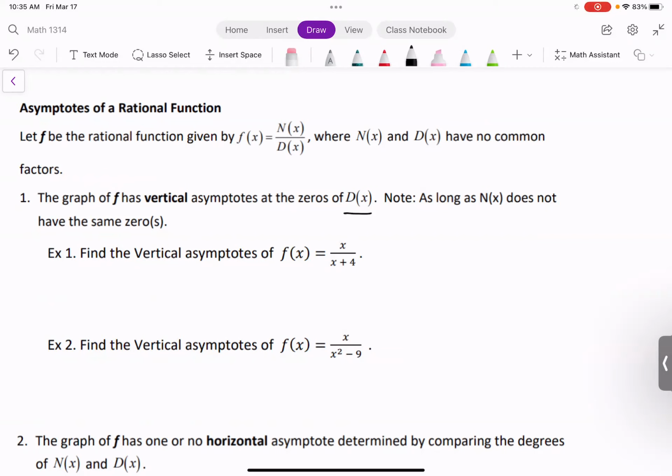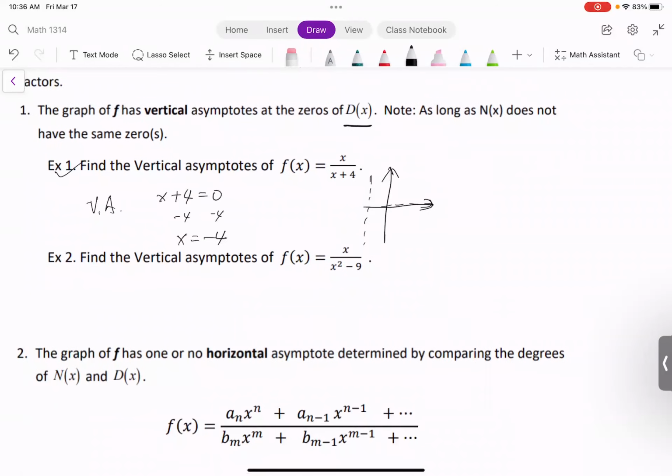Sometimes we have more vertical asymptotes. Okay, let's see. First example, find the vertical asymptotes of f of x equals x divided by x plus 4. So the bottom equals 0, x plus 4 equals 0, subtract 4 from both sides. X equals negative 4. So on the graph, x equals negative 4. Okay, this is positive 4. So this is the vertical asymptote. We can say VA, that's vertical asymptote.